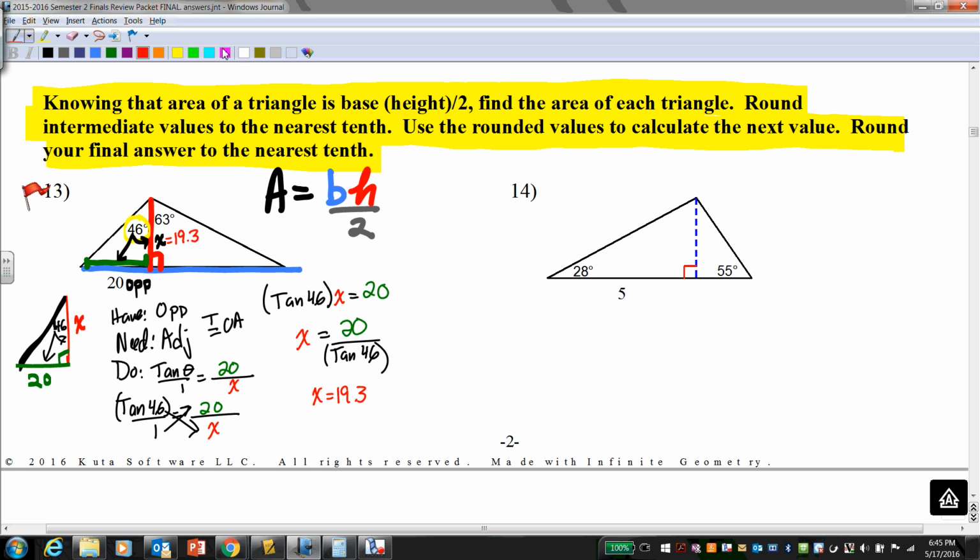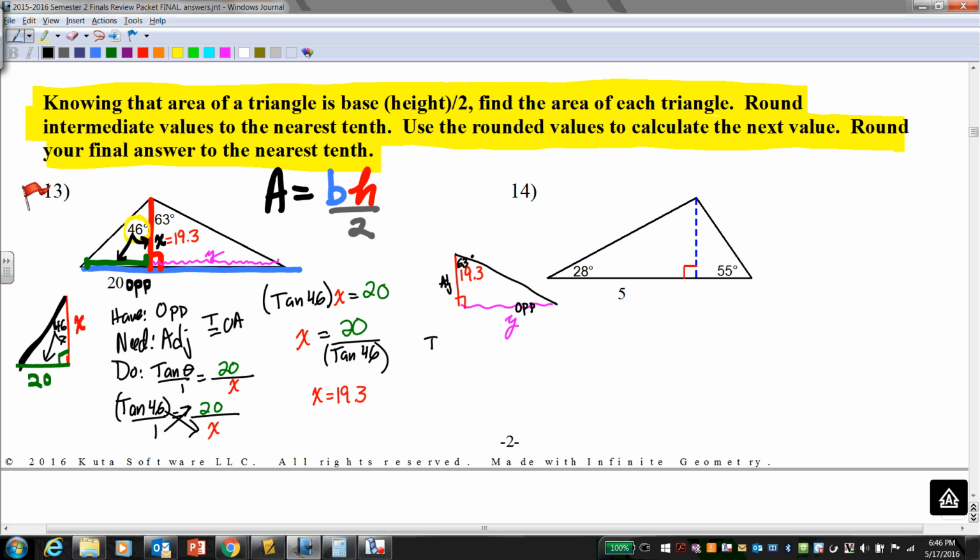Now what we need to do is find this side here to finish out our base. We want to find that in order to finish out our base. So we're going to pull this triangle out where you can see it. So we have this, which we don't know. I'm going to call that y. And this right here is now 19.3. This is going to be 63 degrees. We have the adjacent. We need the opposite. So OA.